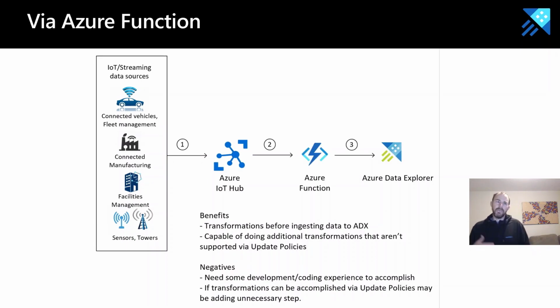So now let's look at an ingestion pattern where you can do some more advanced transformations. In this situation, what we're doing is we're introducing an Azure function in between Azure IoT Hub and Azure Data Explorer. So in this case, if you're not able to do the transformations with an update policy, then maybe you need to introduce a function to be able to do those transformations. So the Azure function would listen to Azure IoT Hub. As data lands on Azure IoT Hub, it would run your code to do those transformations, and then the results of those transformations using the Data Explorer SDKs would be written to a table within Azure Data Explorer.